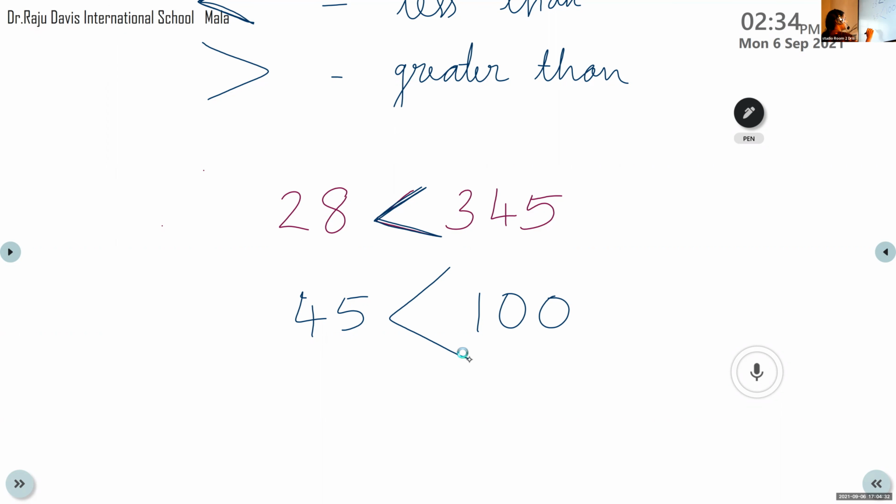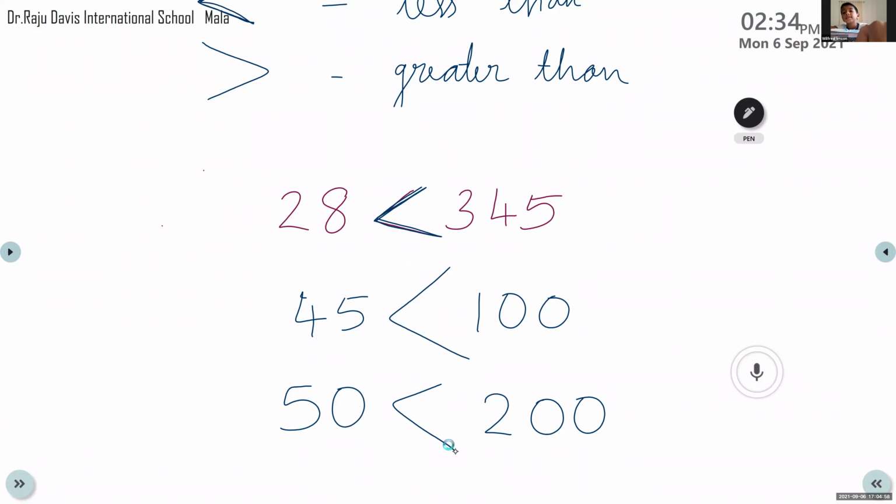Now, another number. Listen here. 50, 200. 50 is a two-digit number. 200 is a three-digit number. We know 50 is smaller than 200, or we can say 50 is less than 200. Is it clear? So we took the first example, 28 is less than 345, or 45 is less than 100, or 50 is less than 200.